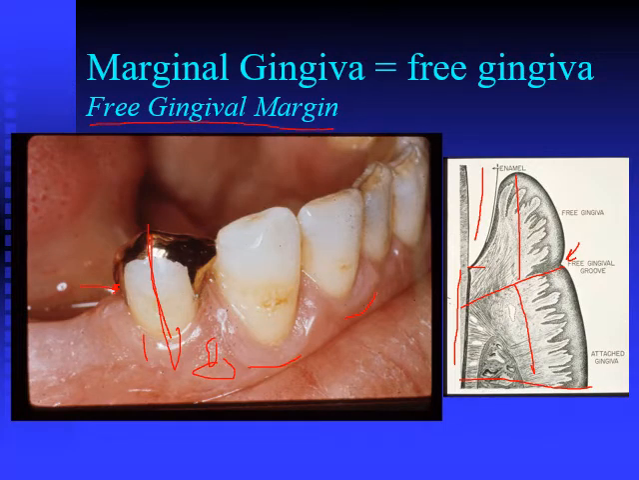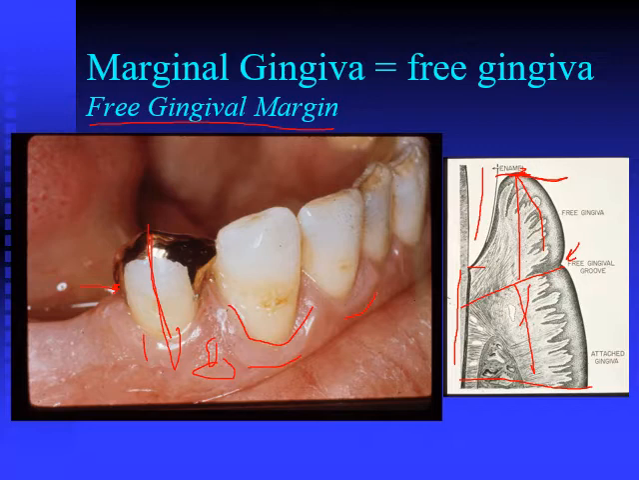The free gingival margin is the crest of the marginal gingiva, and that is actually what delineates the clinical crown in this instance, I'm sorry. This diagram, the free gingival margin, is that part of it right here, which is the crest of the gingiva, right at that point. So we have attached gingiva coming up here. We have the free gingival groove. Then we have the free gingiva, or the marginal gingiva. And the very crest of that, which delineates the clinical crown, is the free gingival margin.